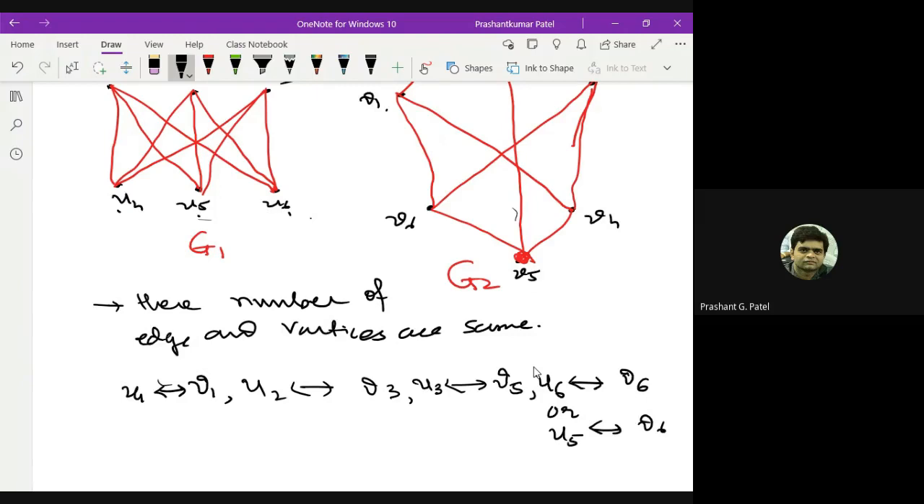U1, U2, U3, U4. U4 is left, which you can correspond with V2, and U5 we can correspond with V4. You can also put that V5 is connected with U6, and there is also another possible pair: U6 is connected with V4. Since this type of relation is there, we can say that these two graphs are isomorphic graphs.